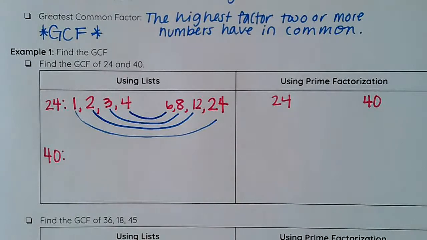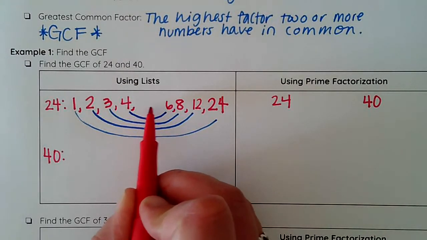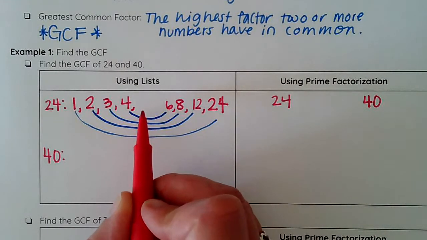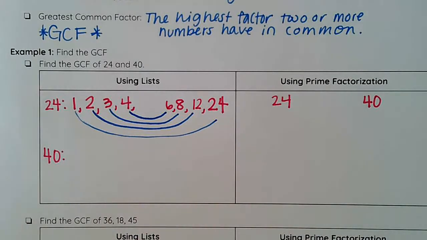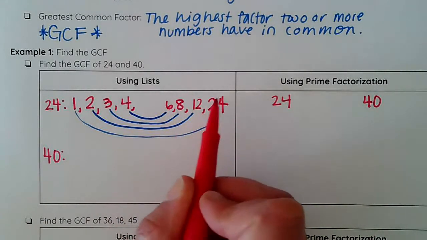And then I go to my next number, 5. 5 does not go into 24. I can figure that out by saying, 24 divided by 5, is that going to be a whole number? No. 24 divided by 5 is not a whole number. So therefore, I cannot go on to 5. My next number is 6. Well, I already have 6 on the other side of my rainbow.